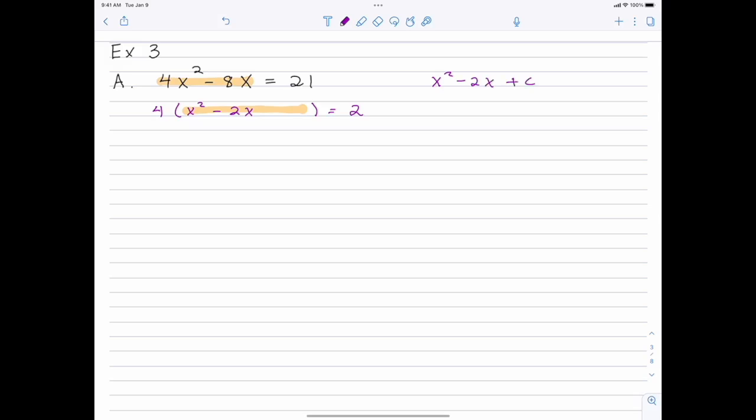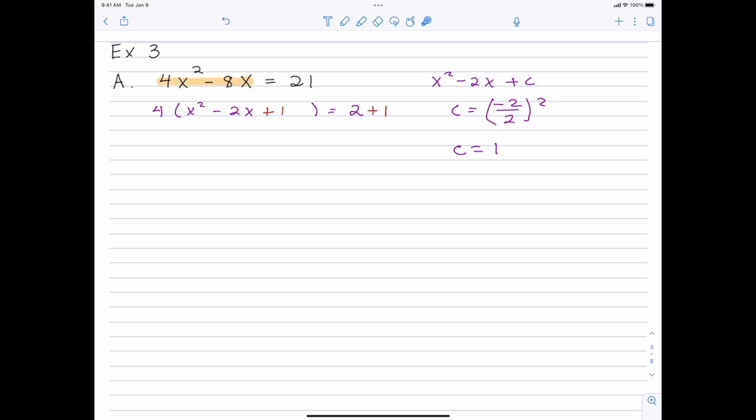So let's figure out what that c value is. Well, that c value is negative 2 divided by 2, squared. So that equals negative 1 squared, or 1. Okay, so what I'm going to do now is add that 1 to both sides. We're really close. Oops, I made a mistake though. Let's back up a second. So I said we're going to add 1 to both sides, but that's false.